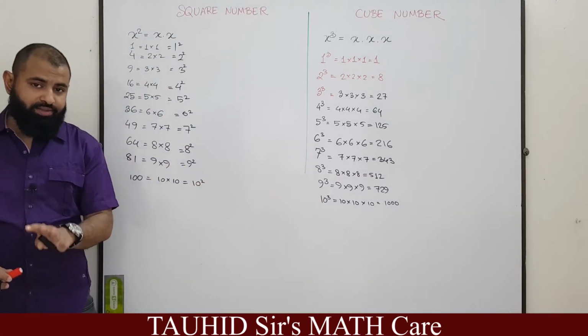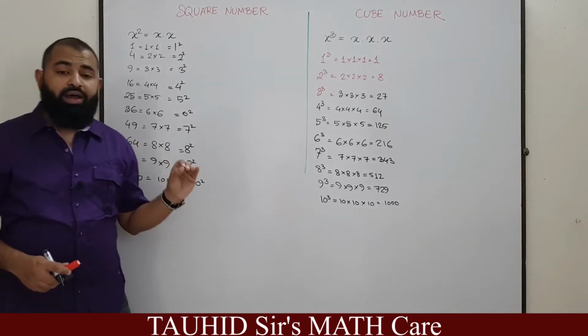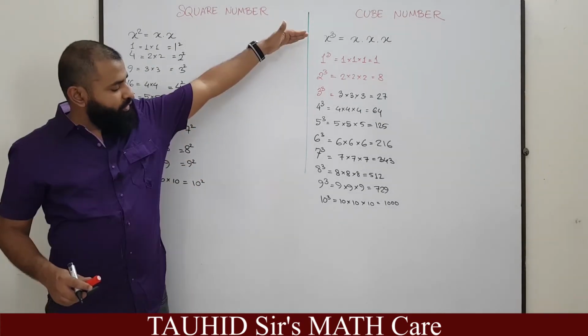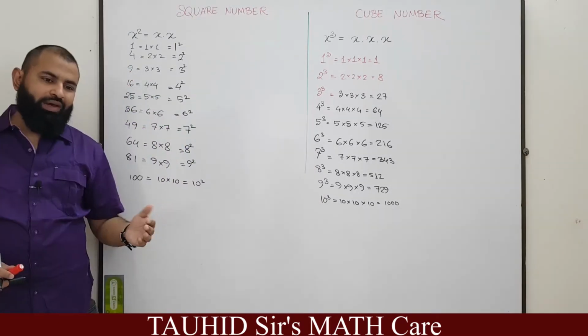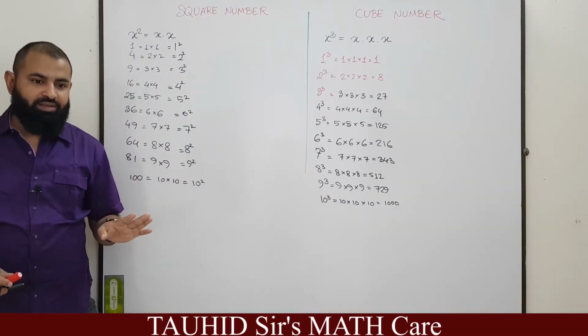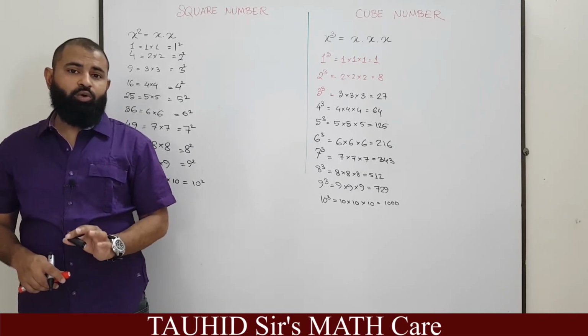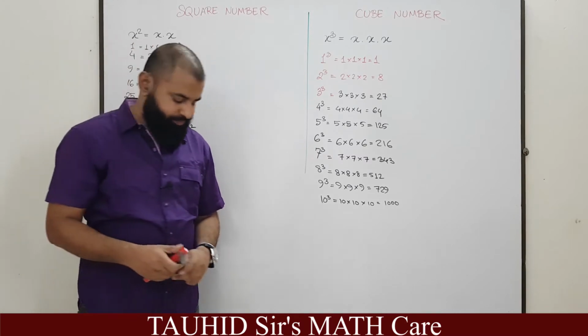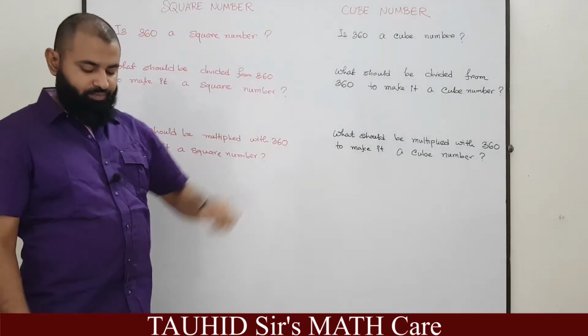If you are my students, I will encourage you to memorize these, the squares of 1 to 10 and cubes of 1 to 10. If you memorize these, you can use them in many areas of mathematics. Now, what type of questions come in your Cambridge O-level exam? Here is a question: is 360 a square number?